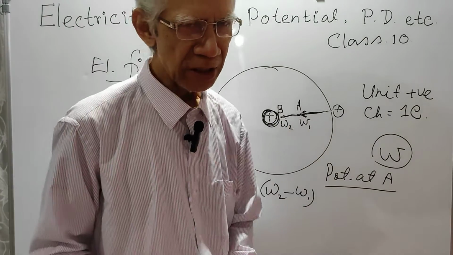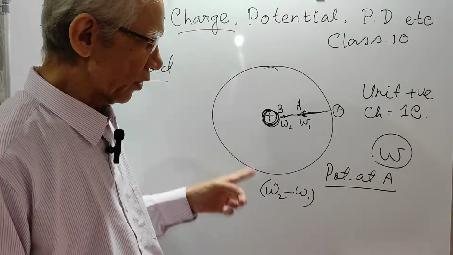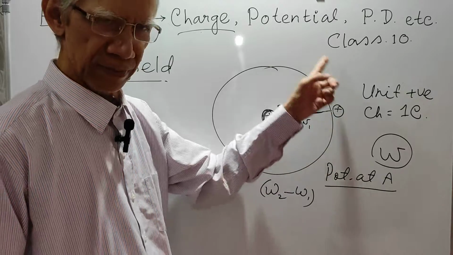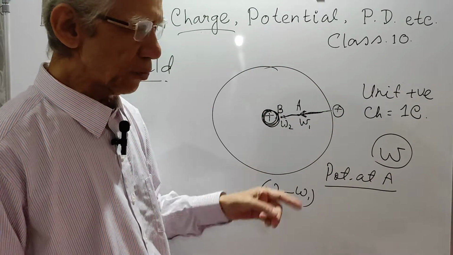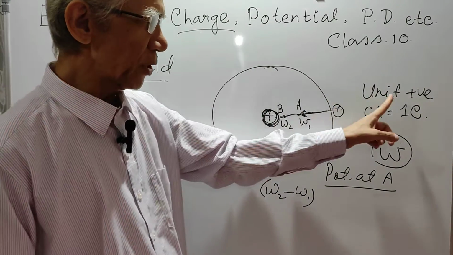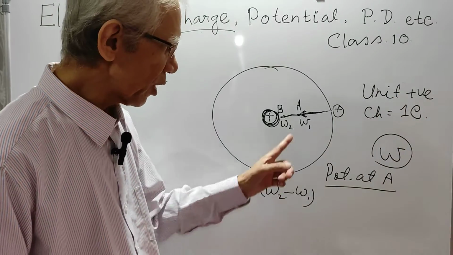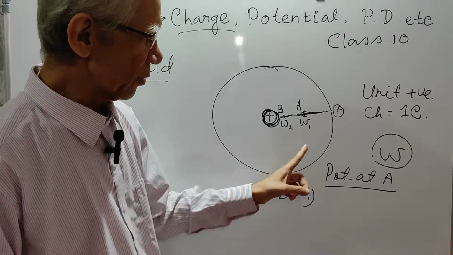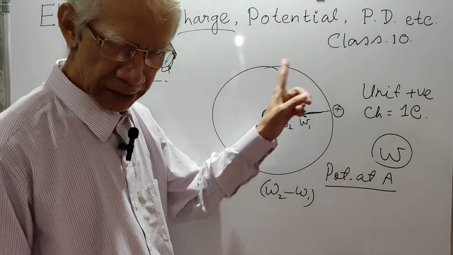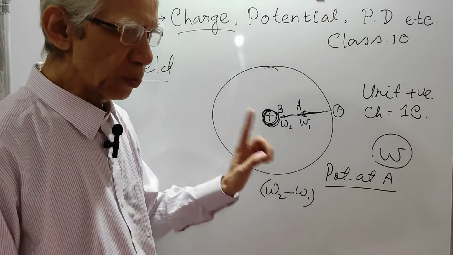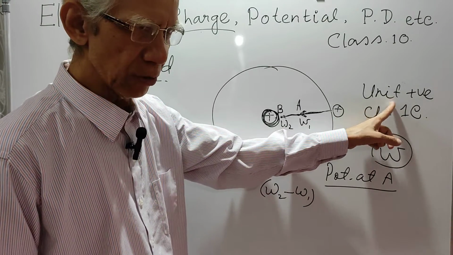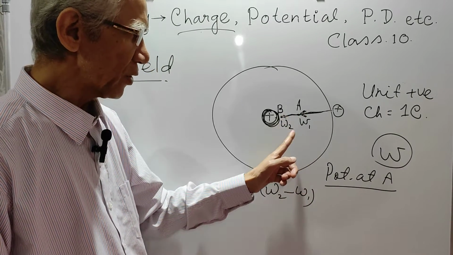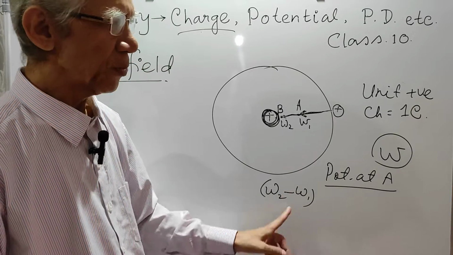So how do we define potential difference between 2 points in an electric field? The potential difference between any 2 points in an electric field is the amount of work done to bring unit positive charge, that means 1 coulomb of positive charge, from one point to the other. So again, potential difference between any 2 points in an electric field is the amount of work done to move unit positive charge, that is 1 coulomb of positive charge, from one point to the other. That means W2 minus W1. So this is potential difference.